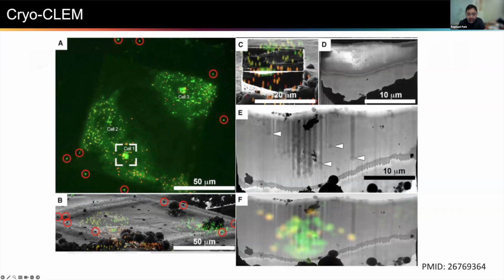So here's one example of cryo-CLEM. In this paper, they label their lipid droplet with a fluorescent tag. In A, you can identify the region of interest. B is to correlate the fluorescent images with the SEM image. Once you know where you want to mill, you can directly mill that area of interest. And when you overlay that fluorescent signal with the SEM image, you can nicely correlate both of the signals on top of each other.